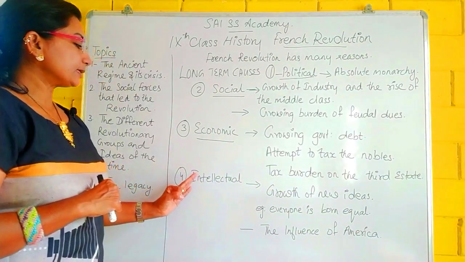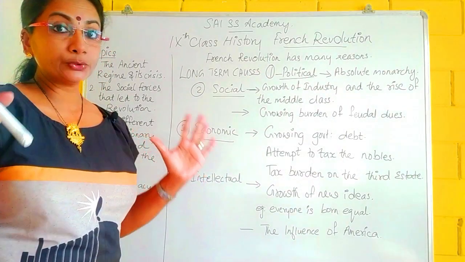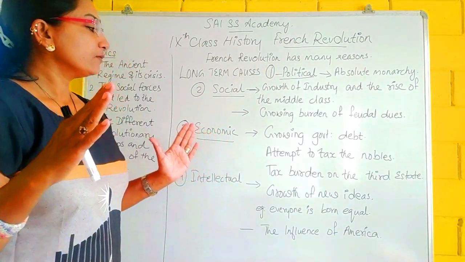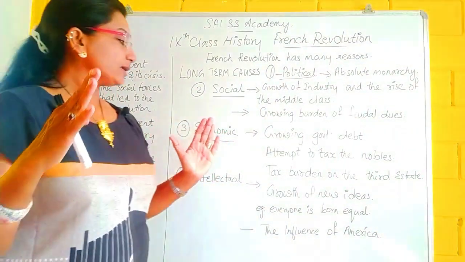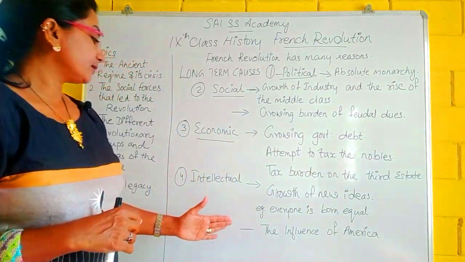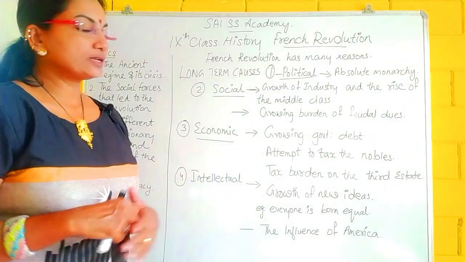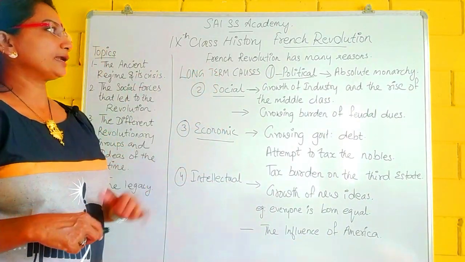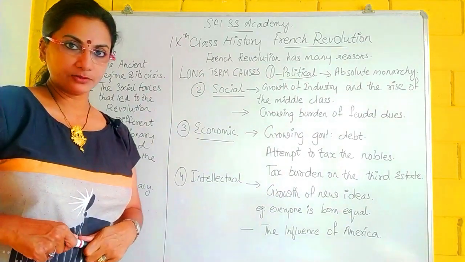And the intellectual cause: growth of the new ideas. That means there came one new idea that everyone is born equal. We will learn it later. And the other thing is the influence of America. These all come as the long-term causes of the French Revolution.